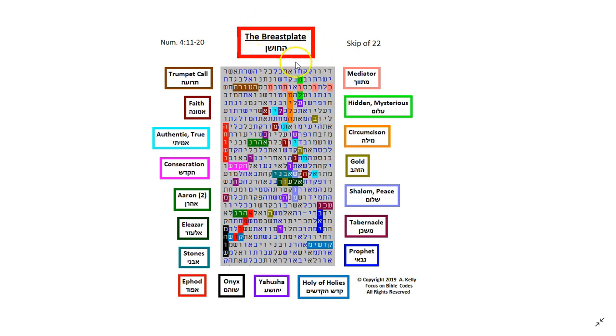So the breastplate was inset with stones, 12 stones representing the 12 tribes of Israel. And here we have the word stones, abni, and that is not in the plain scripture. It's actually two words, letters from two words. So the word stones isn't there in scripture. But when you combine parts of two words, you get that word, stones.